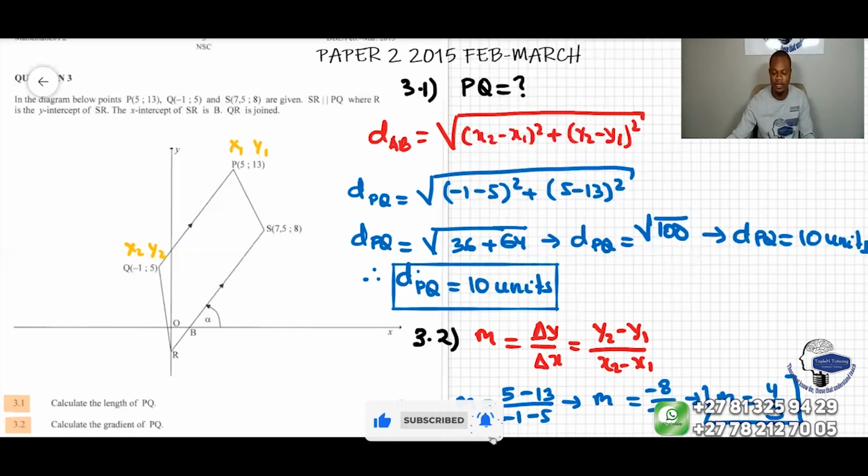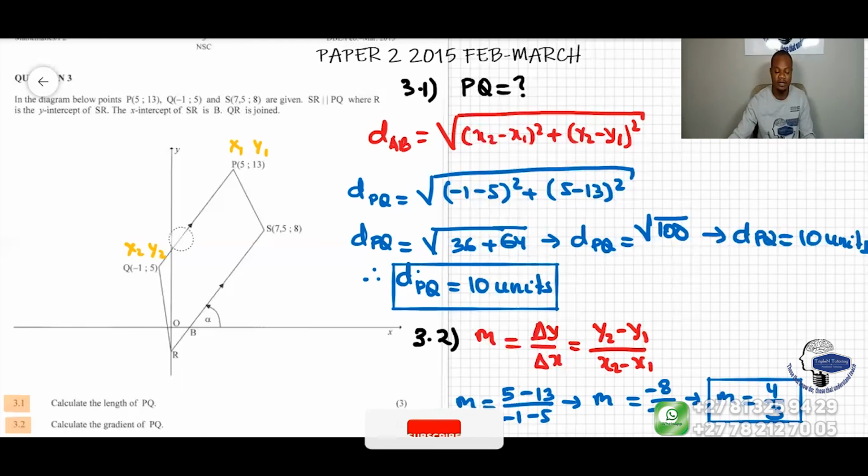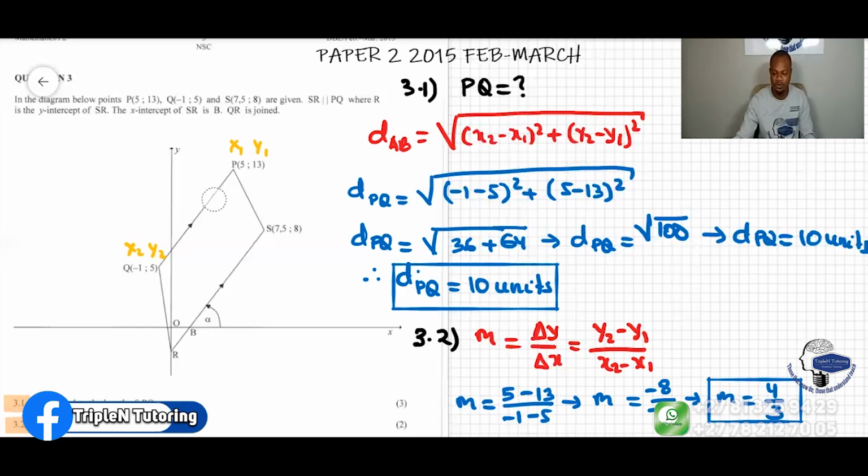So the gradient is positive, and that makes sense because we can notice that the graph is increasing. The line PQ is increasing, so the gradient must be positive. So this is correct. Thank you.